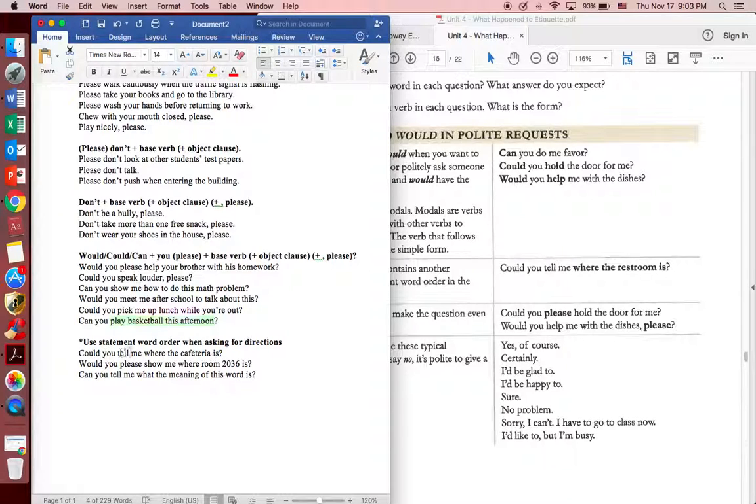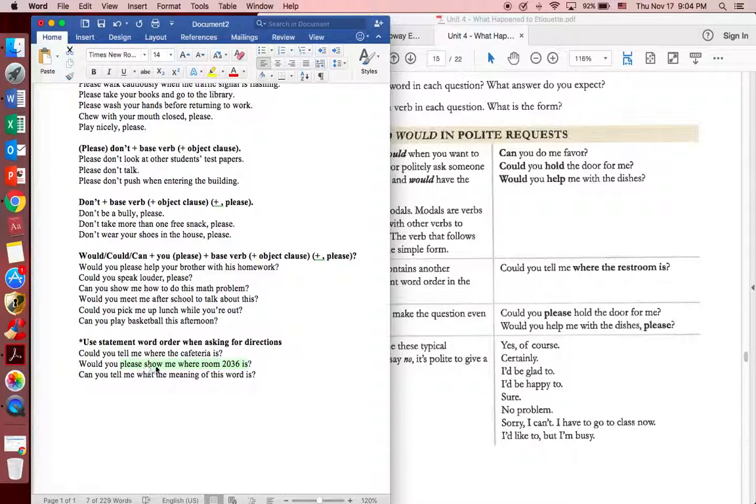So you're going to keep that sentence order the same. If you wanted to make a question, where is the cafeteria? You're going to take that be verb and put it up closer to the beginning of the sentence. But if you're making a polite request, you're going to keep that sentence order the same as if it were an imperative. Okay. Would you please show me where room 2036 is? Because we have our imperative right there.